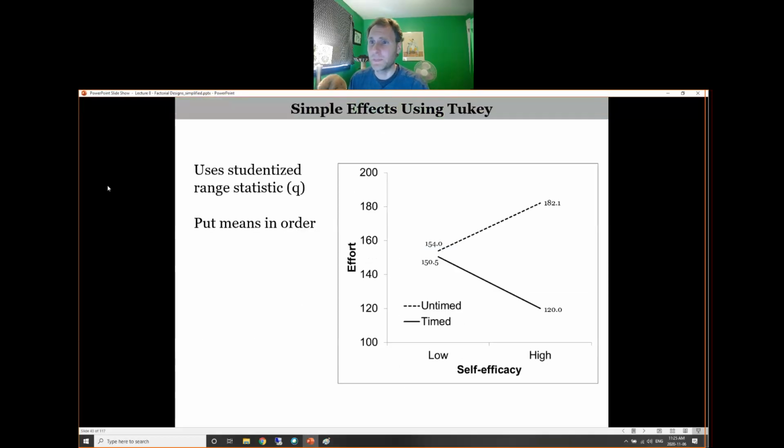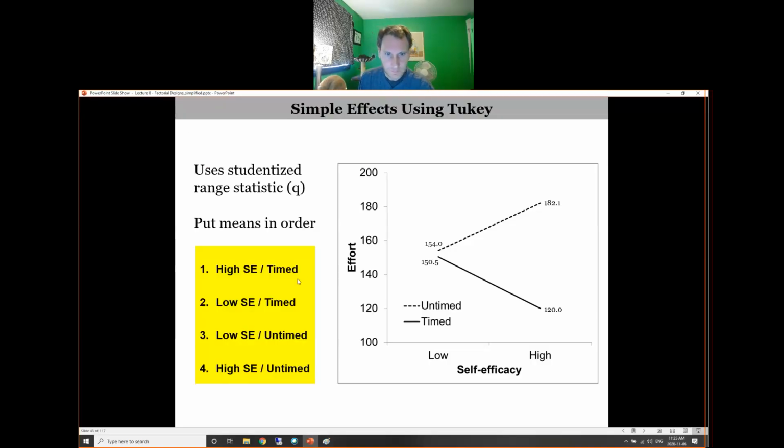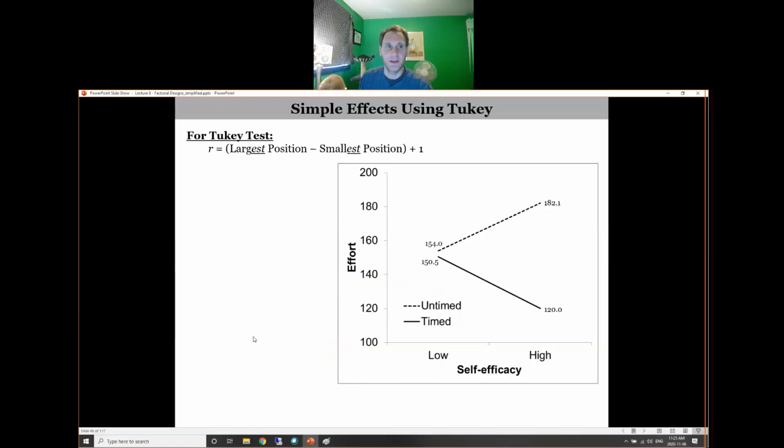I could also use a Tukey, right? Where, recall, I'm using the studentized range statistic to use Tukey, so I need to put my means in order. In this case, the first position is the high self-efficacy timed condition. That's the lowest mean, 120. The next is low self-efficacy timed. That's 150.5. Then low self-efficacy untimed and high self-efficacy untimed. I can find my r. In this case, it's Tukey, so it's always the same. It's the largest position minus the smallest position, so 4 minus 1 plus 1 is 4. Or it's just the number of groups, 4.